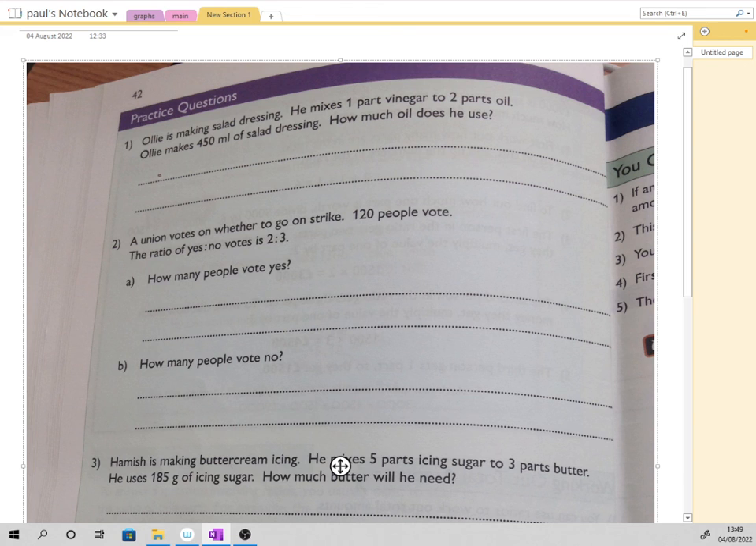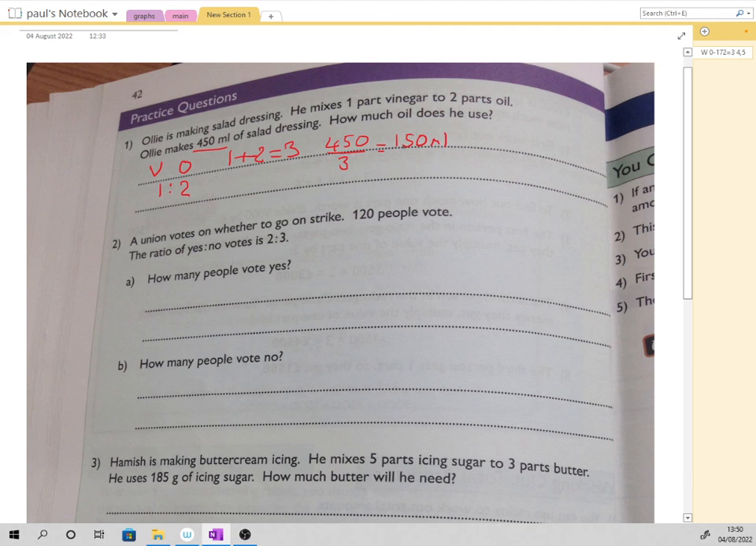Okay, so we know that we've got vinegar and oil in a ratio of 1 to 2. So 1 plus 2 equals 3. So there are 3 parts of the ratio, and we're going to make 450 ml of salad dressing. So we do 450 divided by the 3, which equals 150.